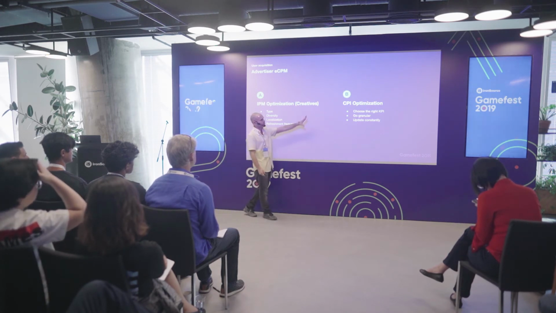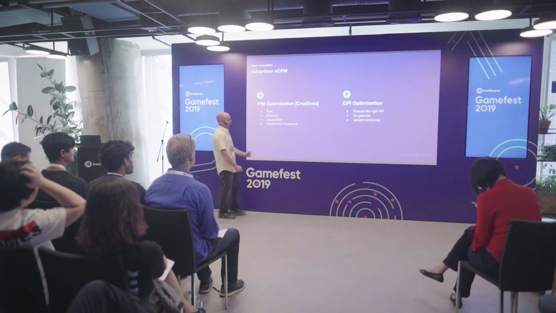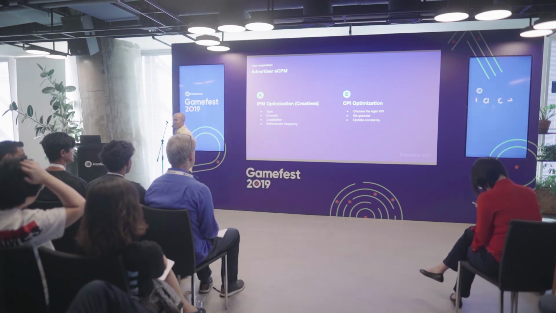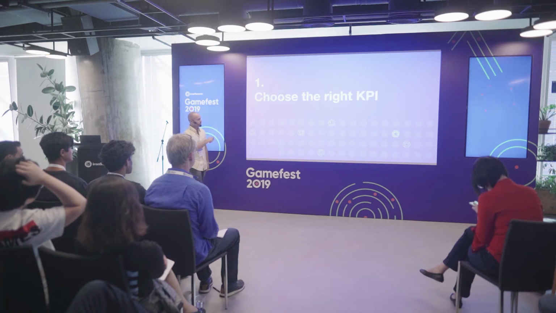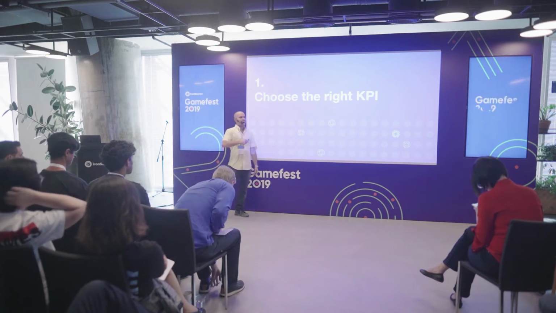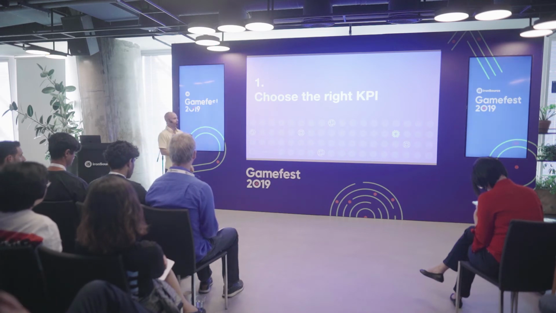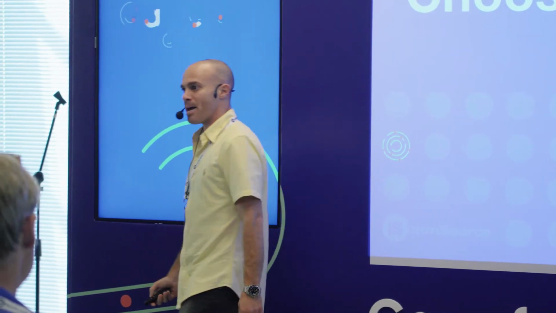I'm going to focus on step number B, which is the CPI optimization and how you optimize your bids. And I think that there are three main things to follow in this world. The first one is to choose the right KPI. I think that for IAP-based companies, it's pretty clear, and they have been doing it for a long while, but for ad-based companies, we still see many advertisers that are bidding according to metrics that shouldn't be your leading indicator.